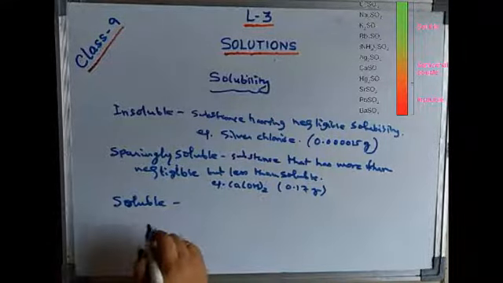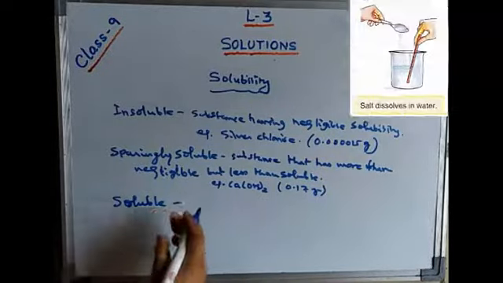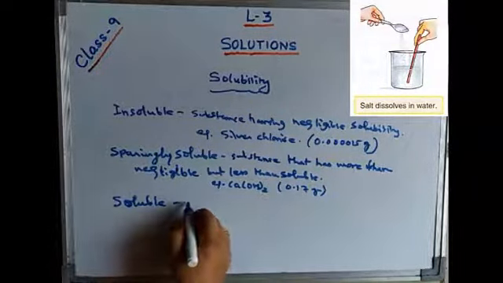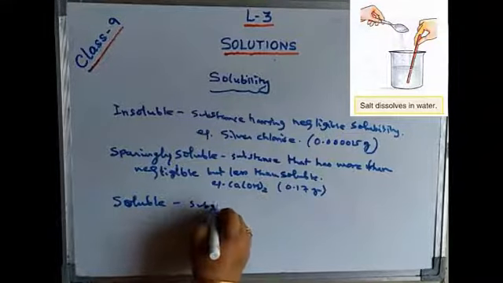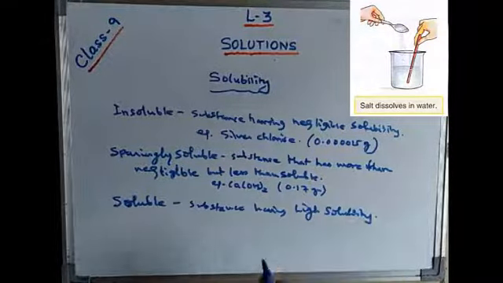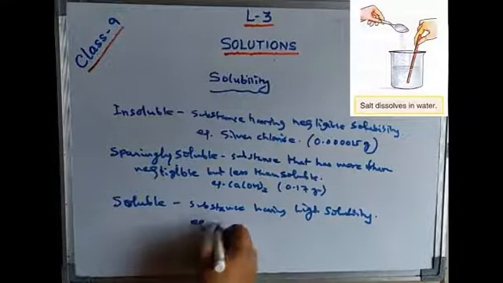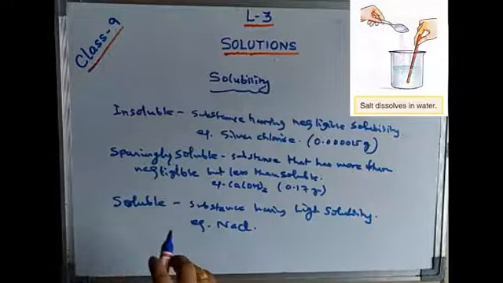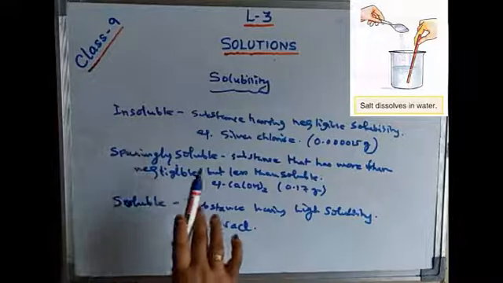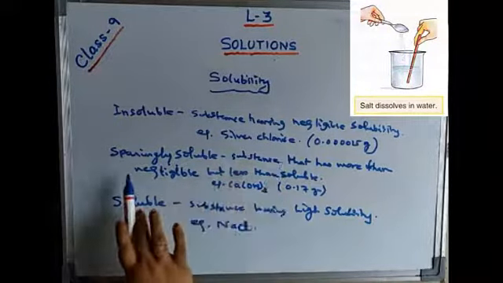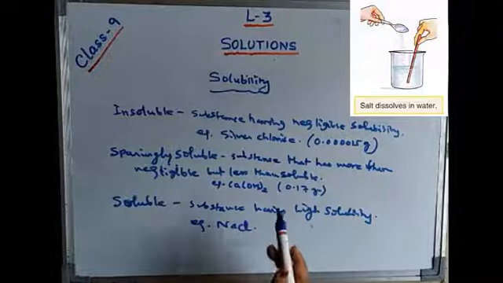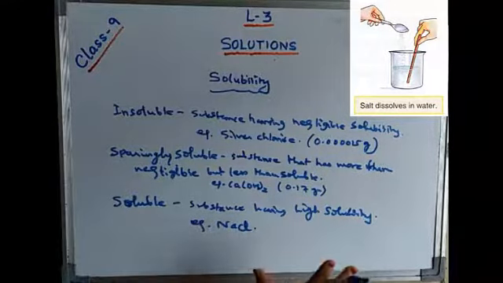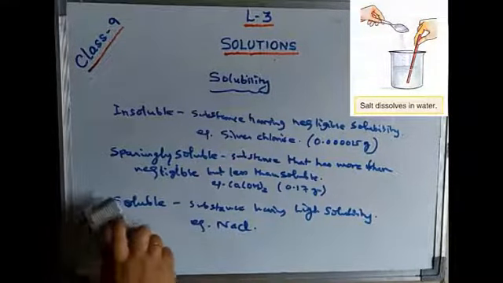Now coming to soluble, a substance having high solubility. High solubility is known as soluble. We can easily take examples like NaCl and KNO3, they are simply soluble in water, so they are also known as soluble. So insoluble is almost negligible, sparingly soluble is more than negligible but less than soluble, and soluble is highly soluble in the given amount of solvent, that is 100 grams of solvent, to form a saturated solution.